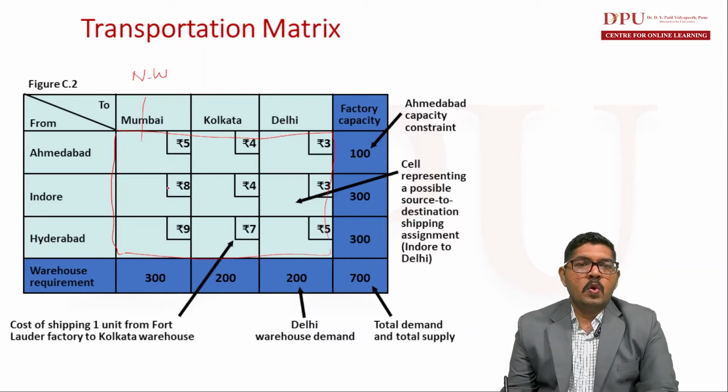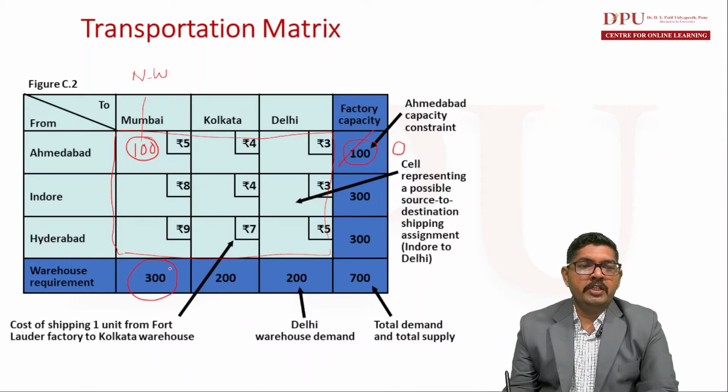Here the Ahmedabad plant's capacity is 100 units and the Mumbai destination's demand is 300. So what is the maximum quantity we can allocate here? 100 is the maximum quantity. Once we allocate 100 here, the Ahmedabad plant's capacity is exhausted and becomes 0. As we decide to supply 100 units from Ahmedabad to Mumbai, Mumbai's demand decreases from 300 to 200.